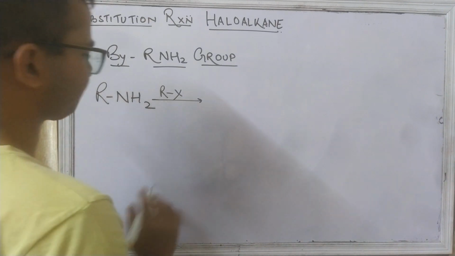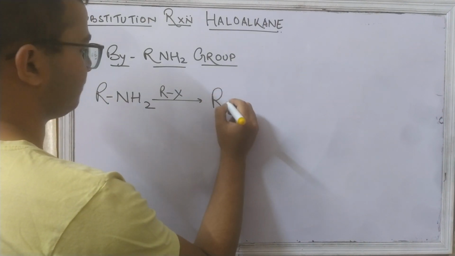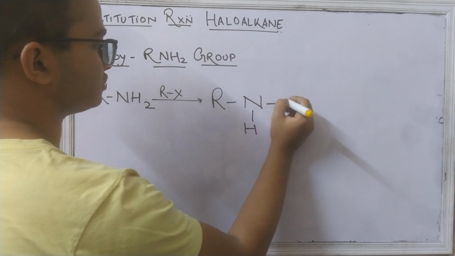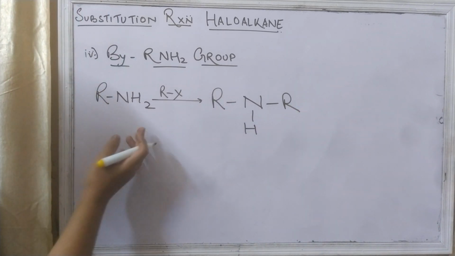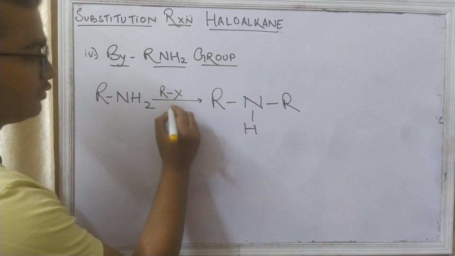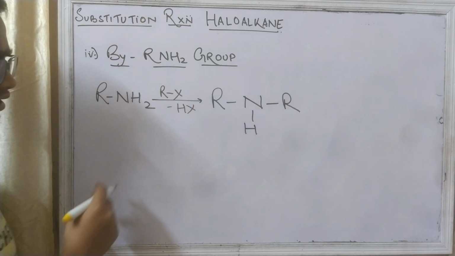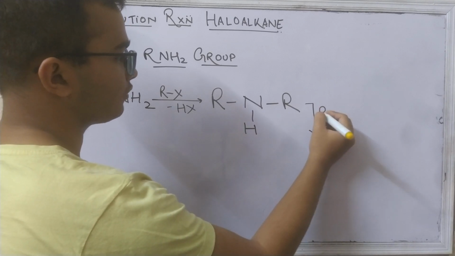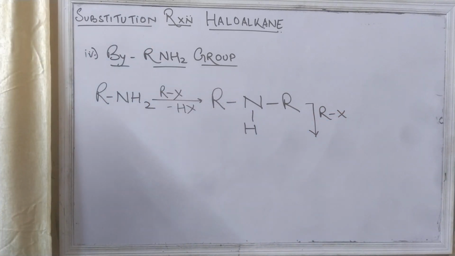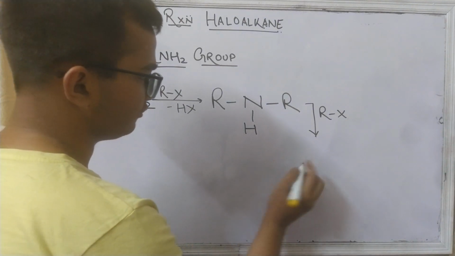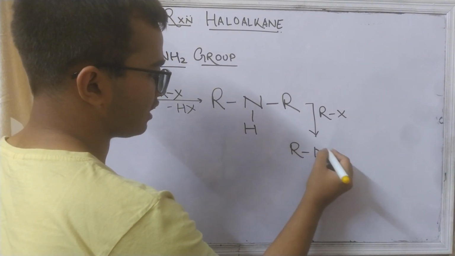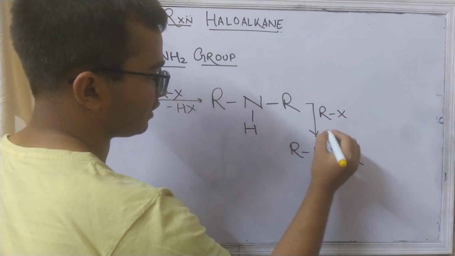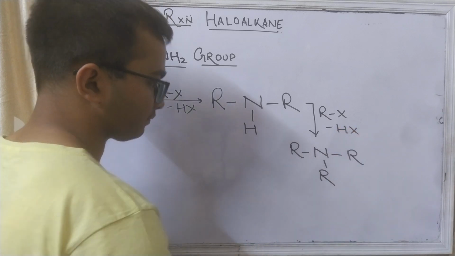What's happening here is it becomes R-NH-R, and as a byproduct, one H is coming out from here, so you get HX. Now if more amount of RX is present, this hydrogen also gets removed, and as a result we get R-N-R with another R here, and as an outcome of this you get HX.